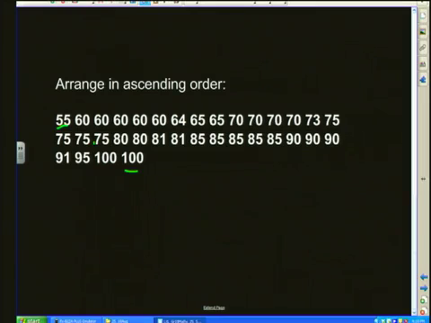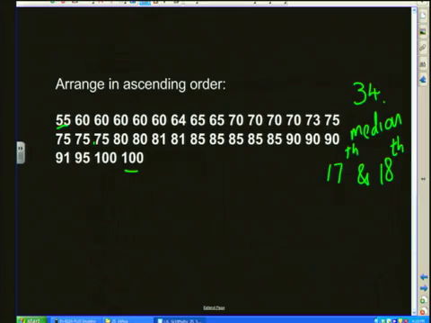Okay, when we're looking for the median, remember it's the value that's in the centermost position. So we know that we're dealing with 34, which is an even number, 34 marks. Therefore, our median will be in the position between the 17th and 18th values. How did I get that? Well, 34 is an even number. If I take 34 and divide it by 2, I get 17.